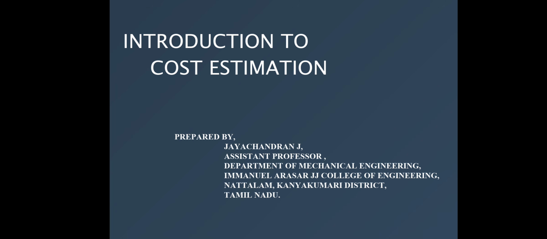So, cost estimating requires the knowledge of the following factors for calculating the probable cost of the product. First one is design time, amount and cost of materials required, production time required, labor charges, cost of machinery, overheads and other expenses.